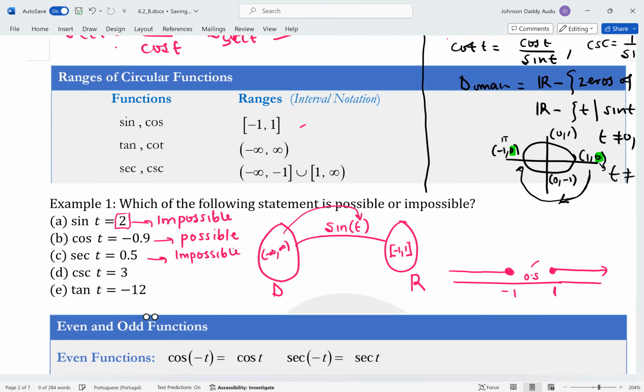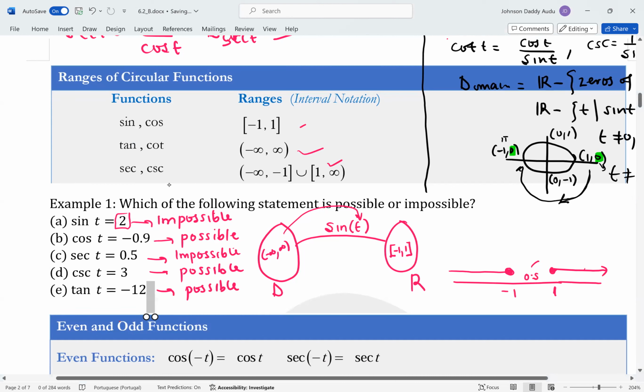What of cosec? cosec t is equal to 3. Yes, this is possible, because 3 is going to be somewhere here. And you can see 3 is going to be here. So this is possible. And for tan t, this is also possible, because the range of tan is what? Tan and cotan, the range is the whole of what? Of R. All right. So this is just by using the range of these trigonometric functions.